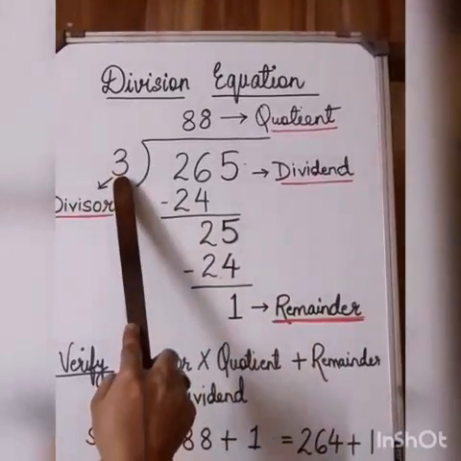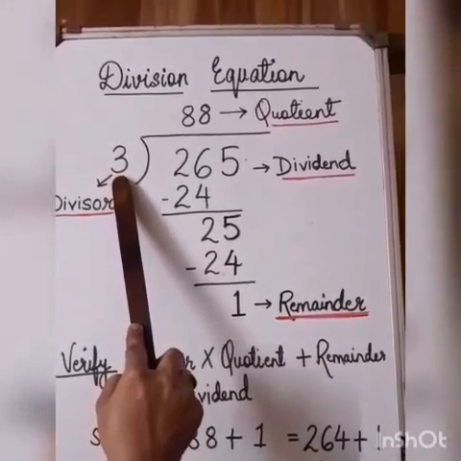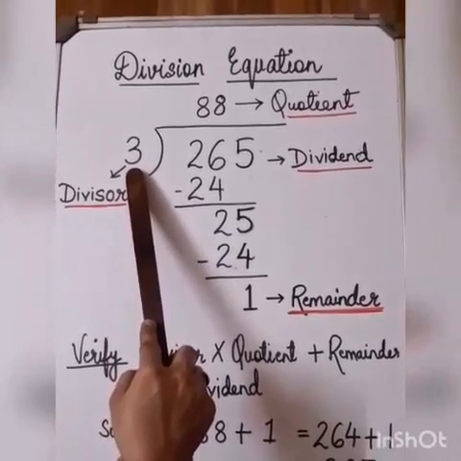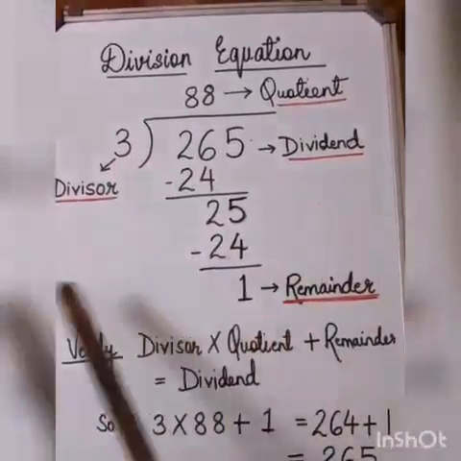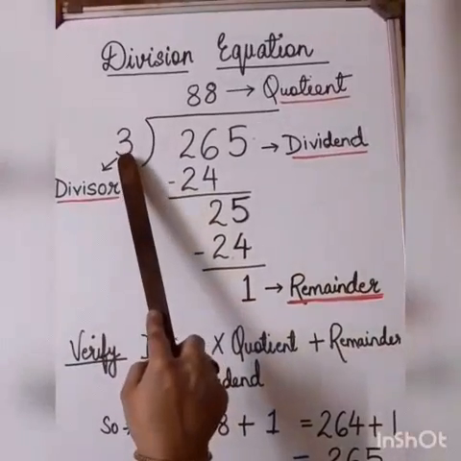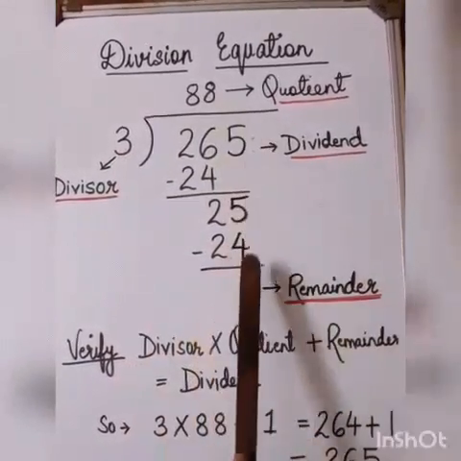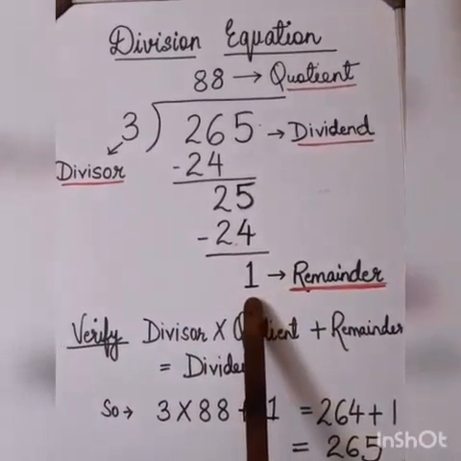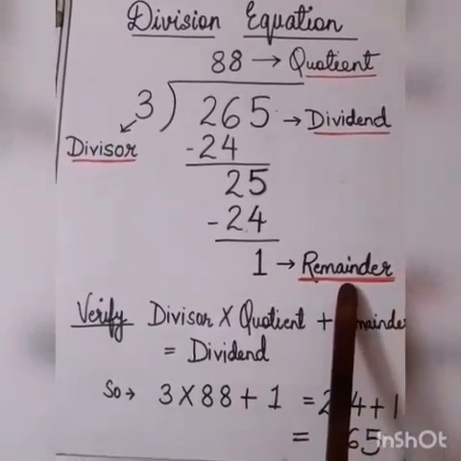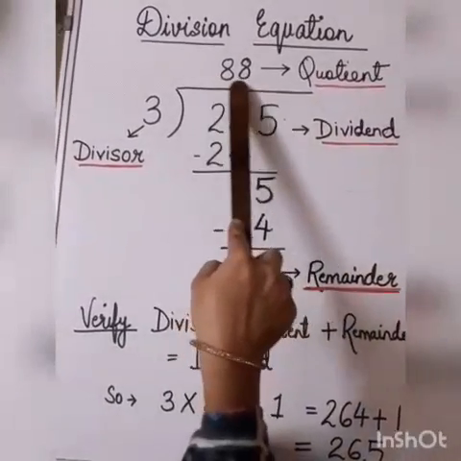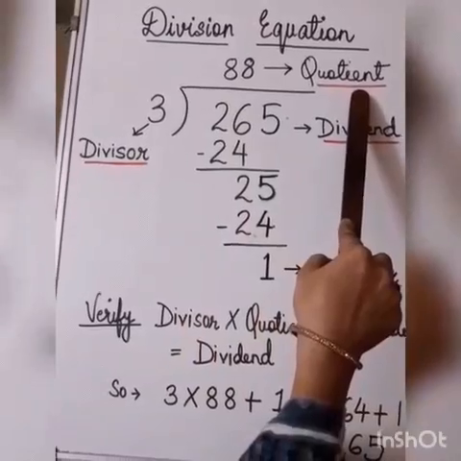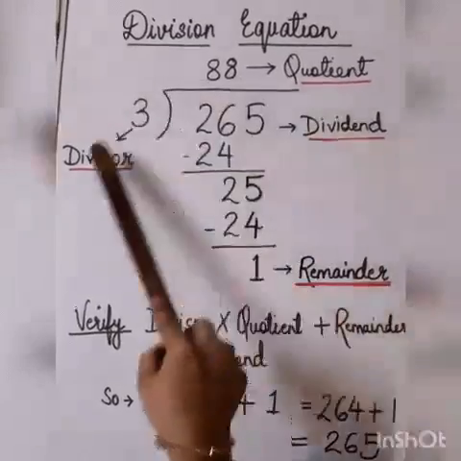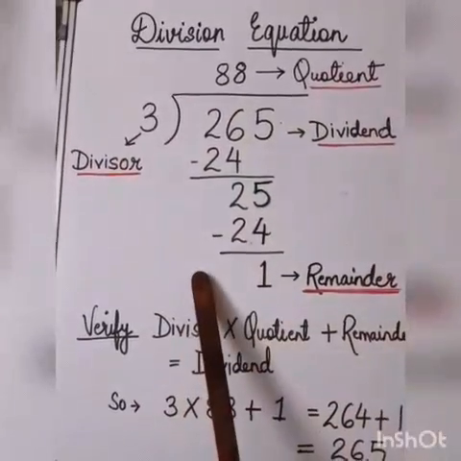So again 3. Now you have to learn the tables very well for doing this division. So again we have to take 3 8s are 24. So 25 minus 24 is 1, which will be the remainder, and 88 will be our quotient. So here's the division equation. In this way you have to do the division.